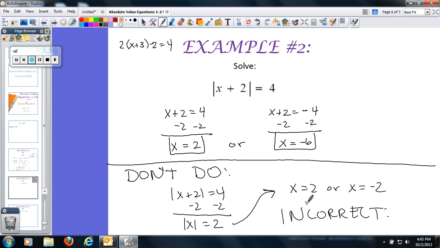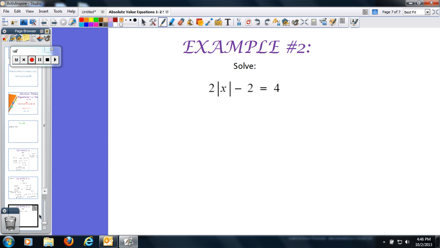You have to get the absolute value by itself. Once you do that, you do not take anything out of the absolute value. You make your two equations, just like we did up here. Then I can get rid of the 2 that's inside the absolute value. Okay, now let's go on to example number 3.